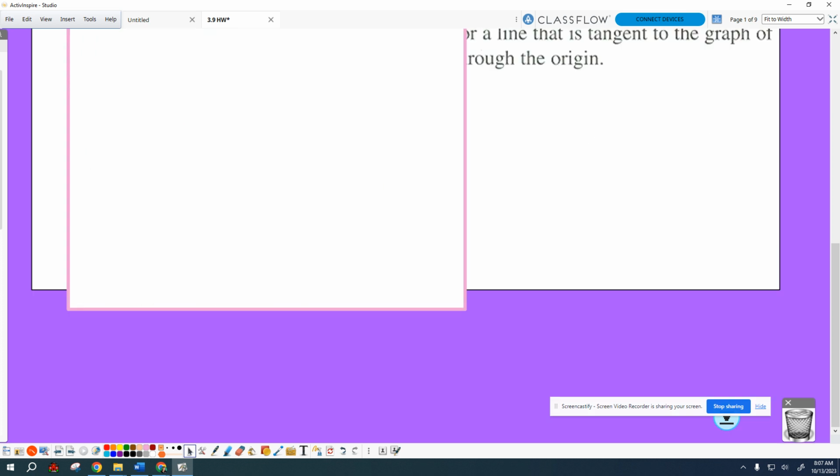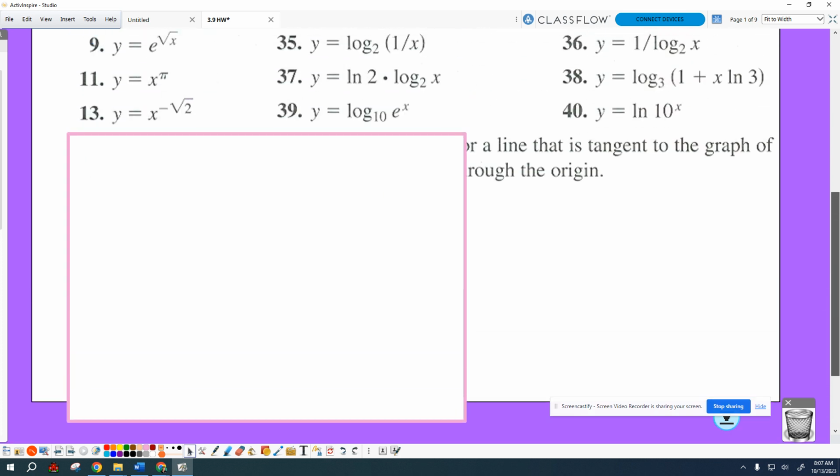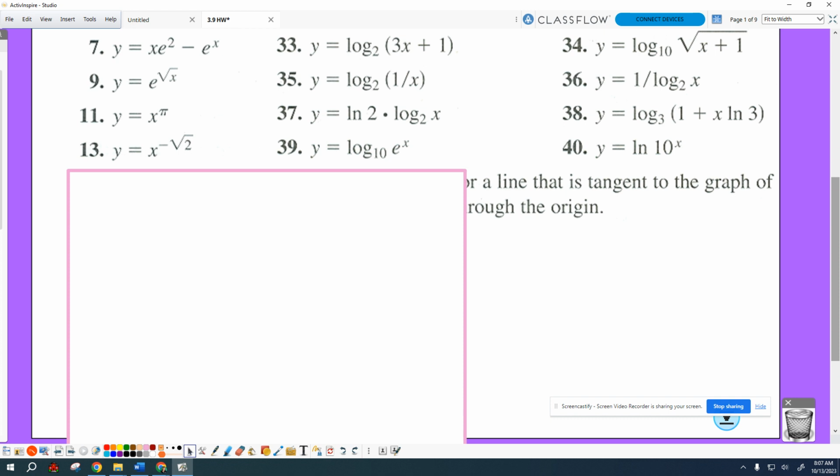Fiona, what about 13? It's the same. Do negative root two x to the negative root two minus one. Negative root two, it's gross, it's just a number, so multiply by the power, lower the power. All good?